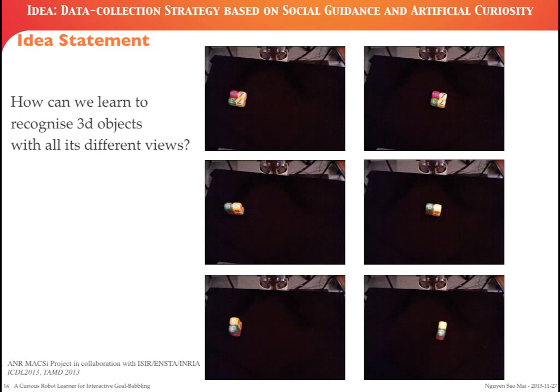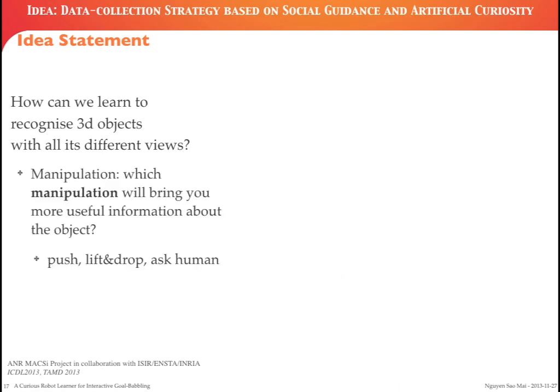One answer is by manipulation. So you can push the object so that it goes into different positions, or you can lift and drop the object so that it falls down in different positions, or you can also ask a human to manipulate the object. So the question here is, if you want to do active learning, which manipulation will bring you more useful information about the object?